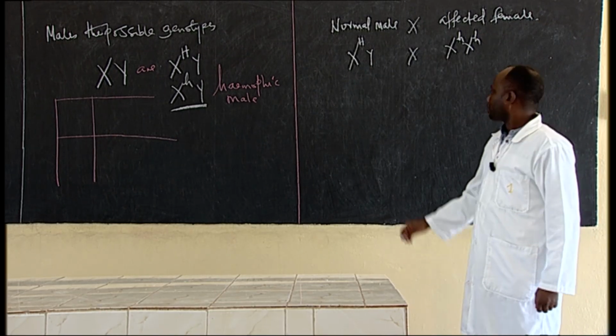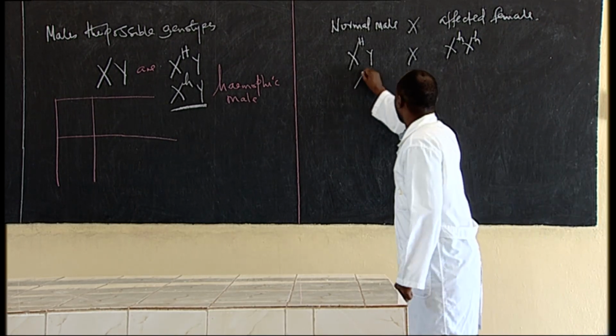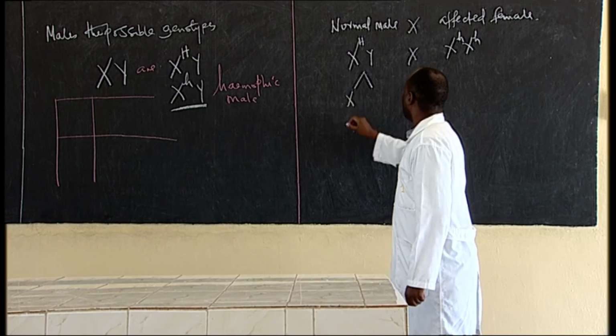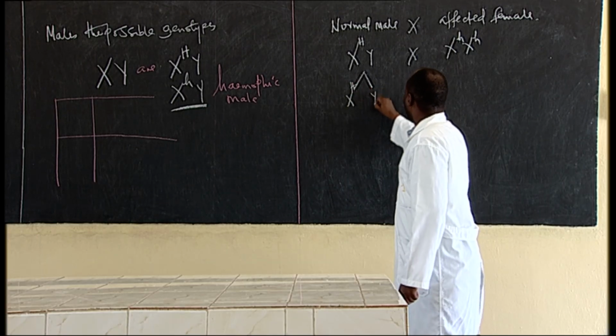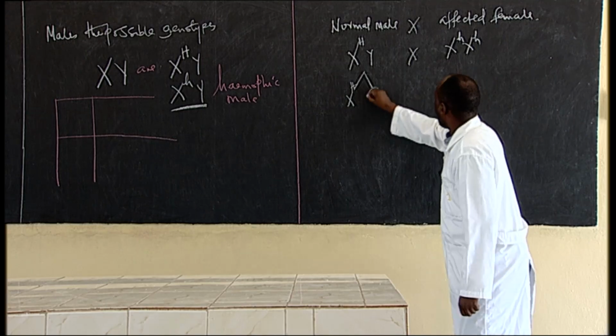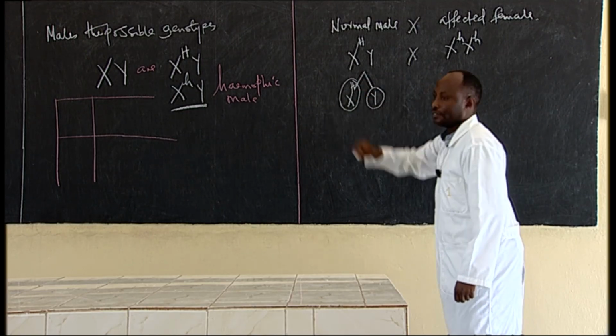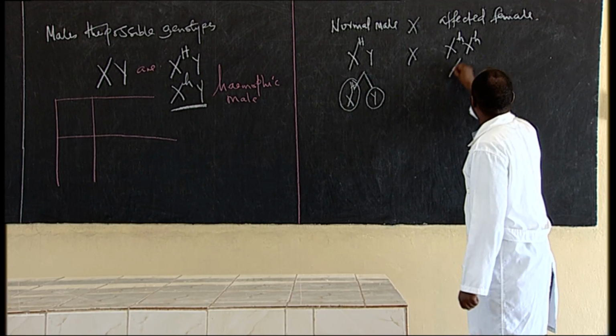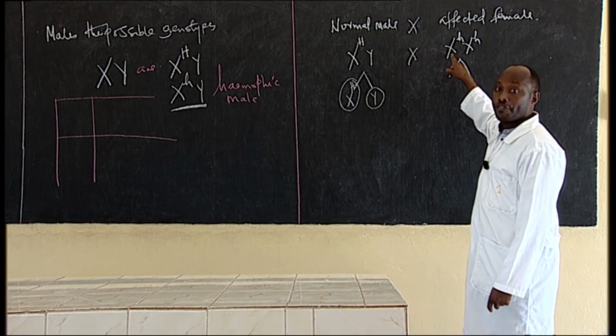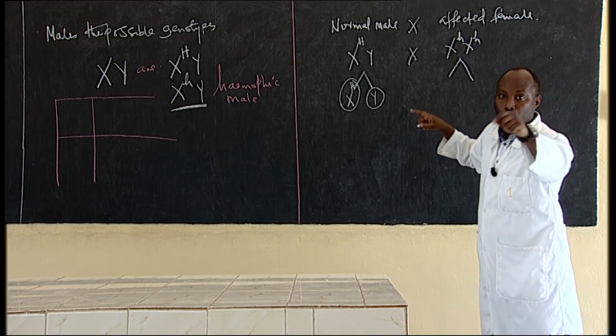Students, are you following me? Let's go through now the formation of the gametes. I have X, H capital, and Y. You have to circle the gametes for the father. And here, this woman is hemophilic. She can bleed without stopping.